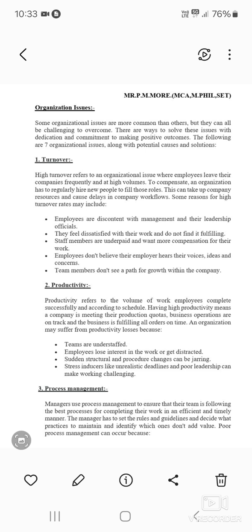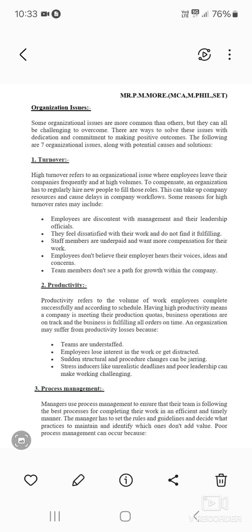Employees are discontent with management and their leadership officials, they feel dissatisfied with their work and do not find it fulfilling. Staff members are underpaid and want more compensation for their work. Employees don't believe their employer hears their voices, ideas, and concerns. Team members don't see a path for growth within the company.